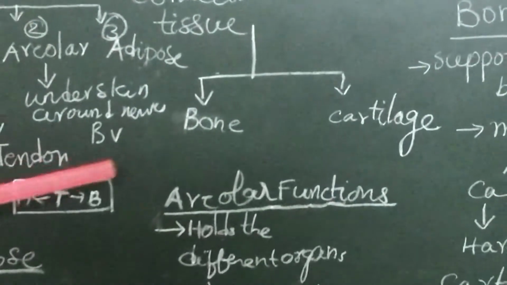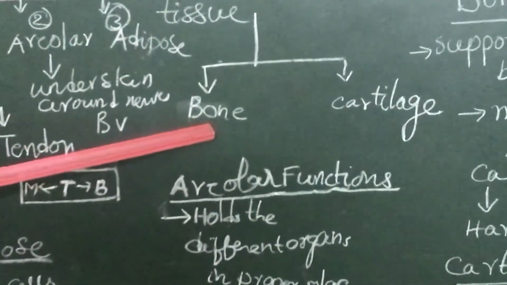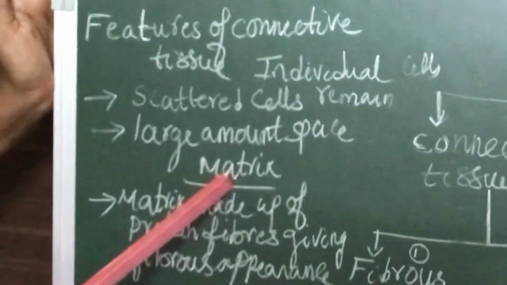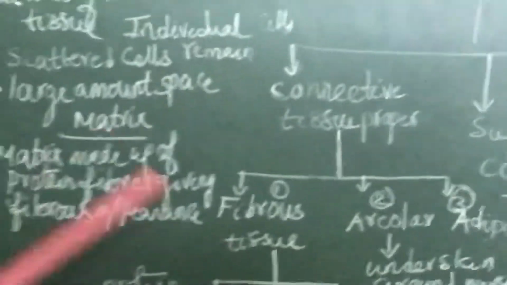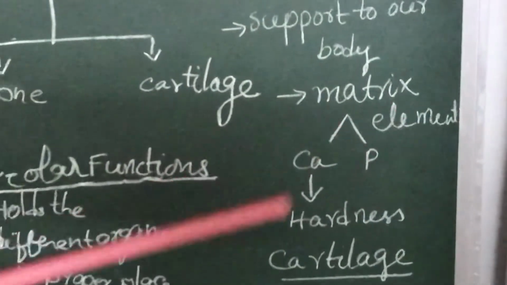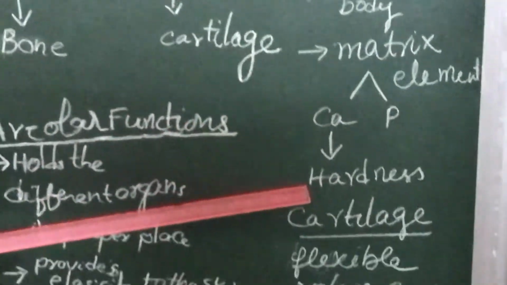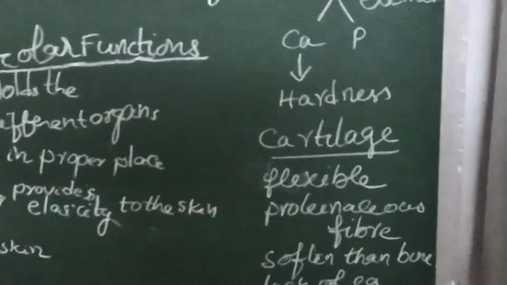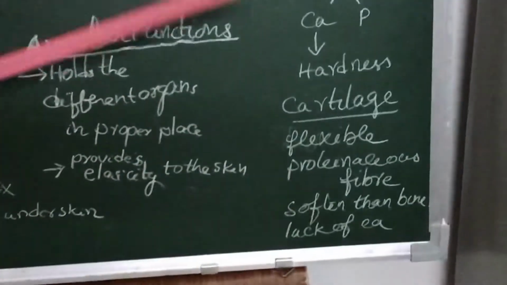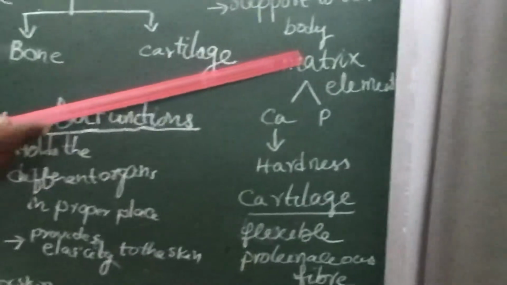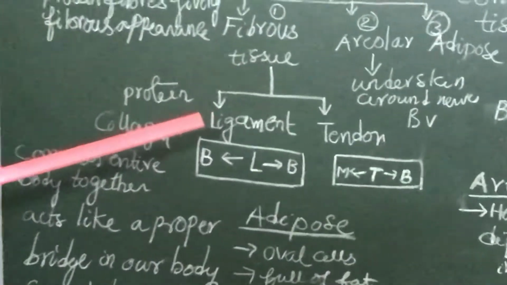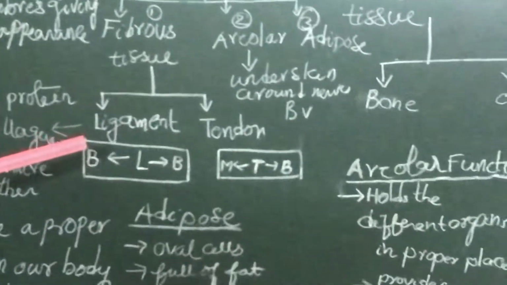As usual, it is a connective tissue. Bone tissue also has scattered cells with a large amount of matrix. The matrix in the bone tissue consists of two important elements called calcium and phosphorus. This calcium will give hardness to bones. What made the bones so hard? Because of the presence of calcium. Apart from the matrix, there are some canals in the bone tissue. These canals will accommodate nerve cells and blood vessels.